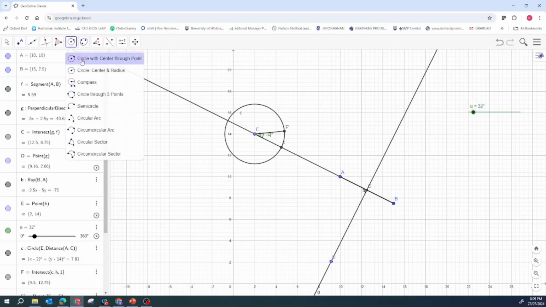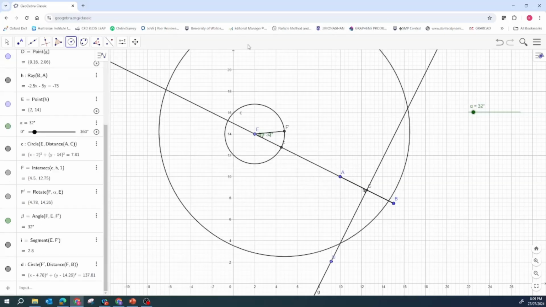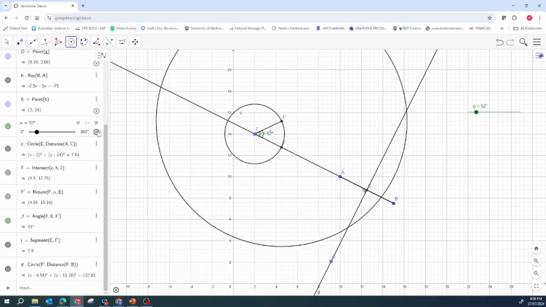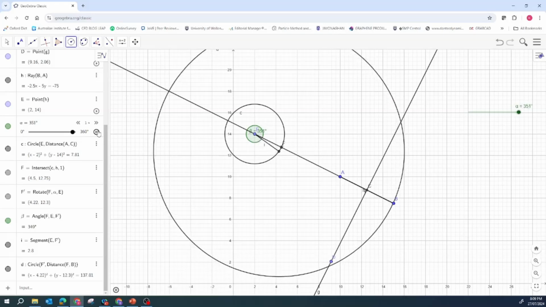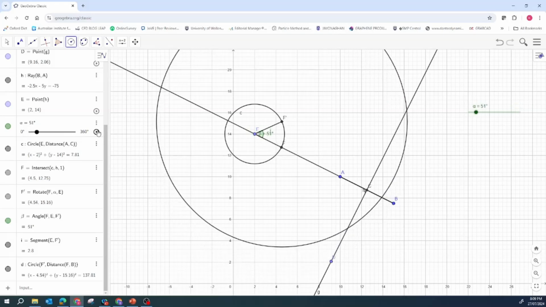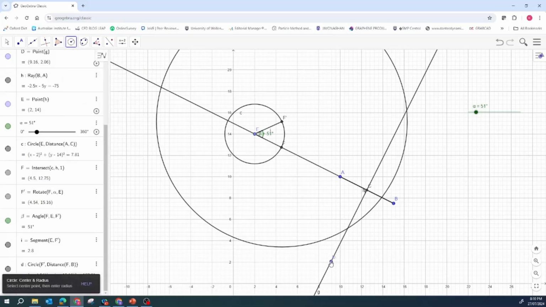Next create the circle of the coupler motion. The circle is centered at F' with radius distance F to B. Next, create the circle of the rocker motion. The circle is centered at D with radius distance D to A.